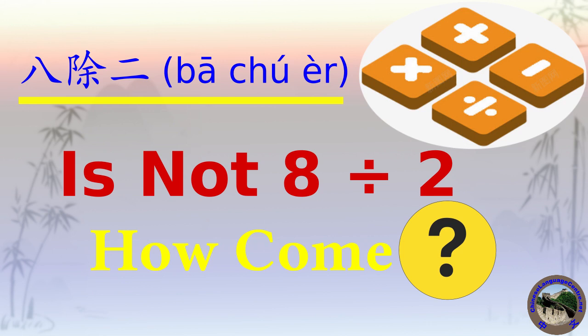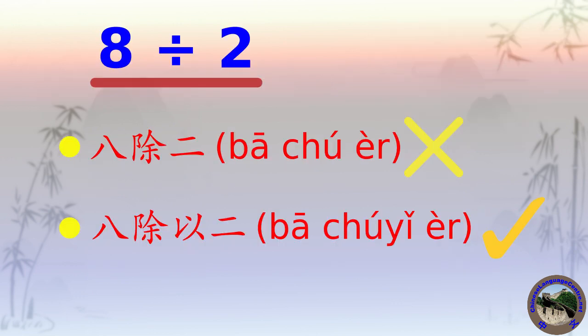Now I'm going to talk about why it's wrong and how to read it right. In Chinese language, 8 divided by 2 is said as 8除以2. We must say 除以 rather than only 除.